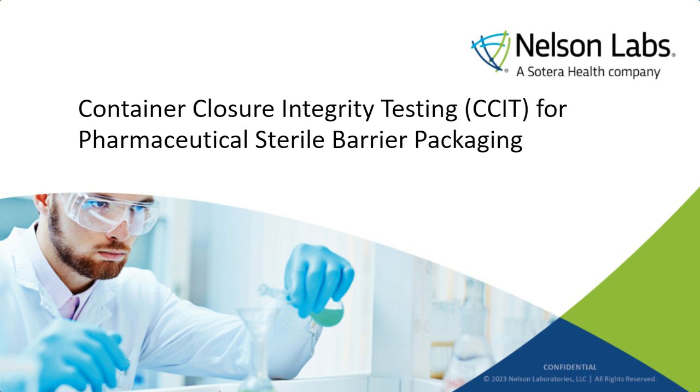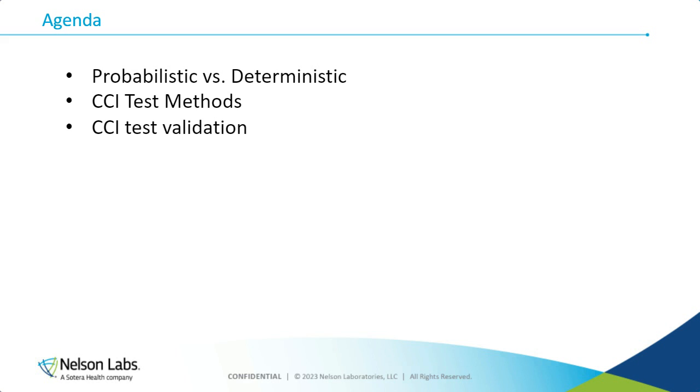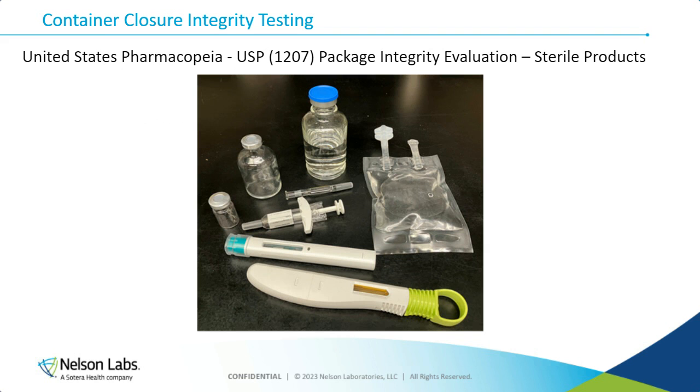Thanks, everyone. Hope we have a good time today talking about container closure integrity testing, or CCI or CCIT. CCIT methods are going to fall into two categories, either probabilistic or deterministic, and we'll go through what those mean and how they differ, and then look at all those different methods that are offered in USP 1207 to get a background on how they all work, and then finally finish up with method validation and explore how you would go about validating the CCI method for use.